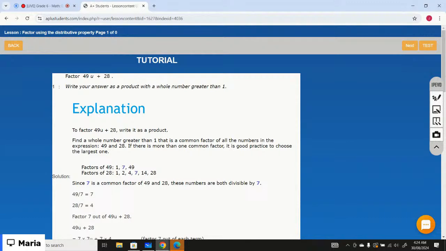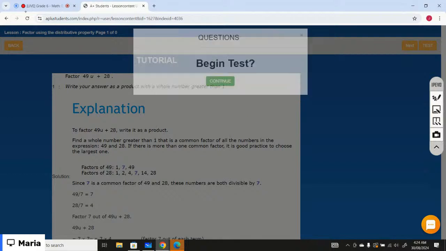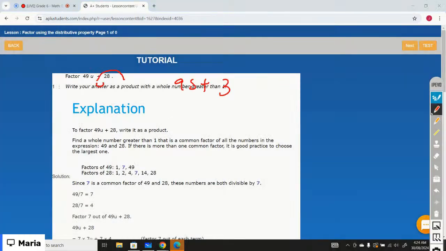49u plus 28, right? So the first thing here is you need to find the common factor for both numbers, 49 and 28, right? Okay, so the common number that can divide both 49 and 28 is 7, right? 7 is the number that can divide both. 7 times 7 is 49, 7 times 4 is 28, right?